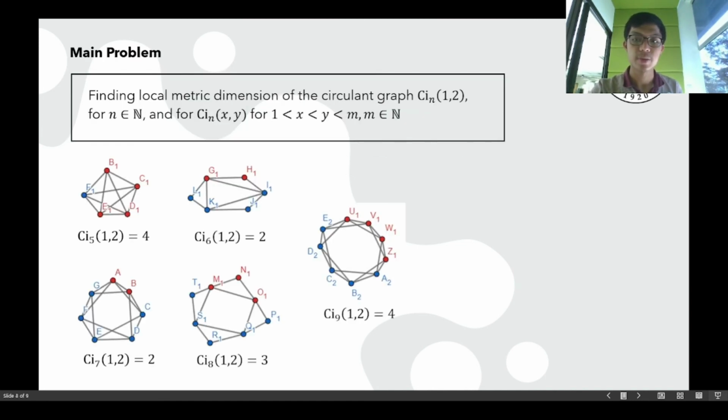This is my main research: finding a general formula of the local metric dimension of circulant graphs with parameters 1 and 2 with generalized order. Here are some examples of the LMD of circulant graphs with order, or number of vertices, 5, 6, until 9.